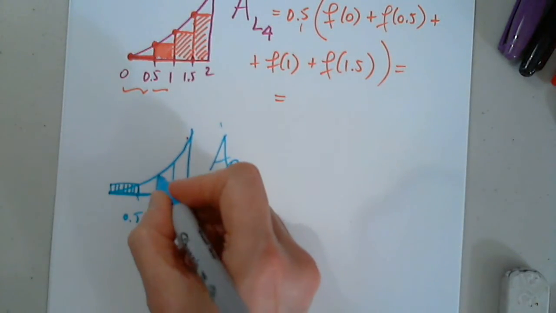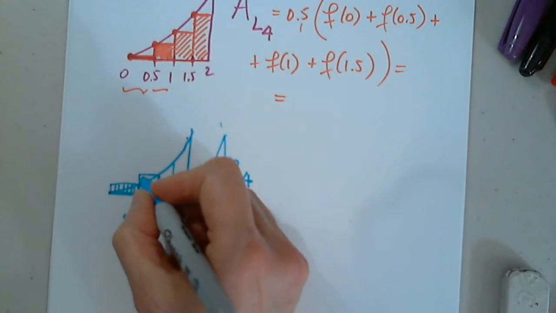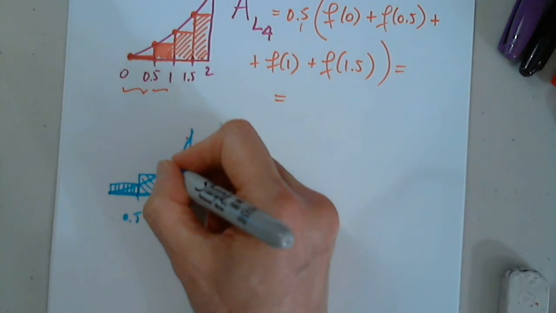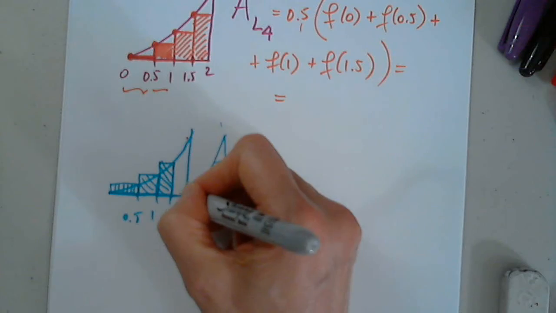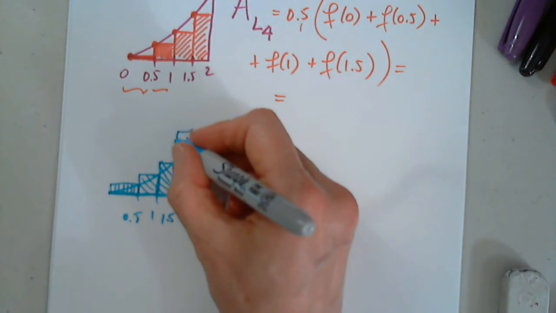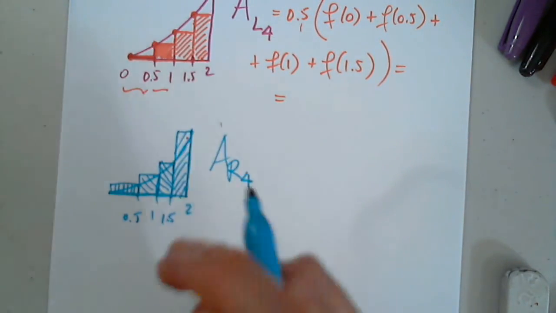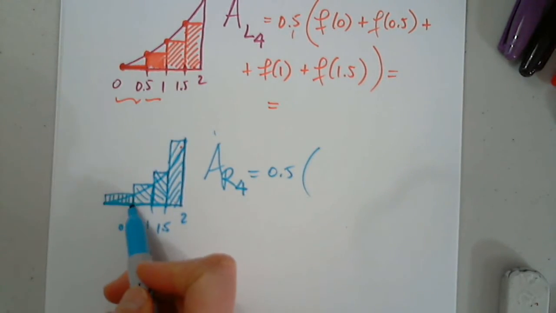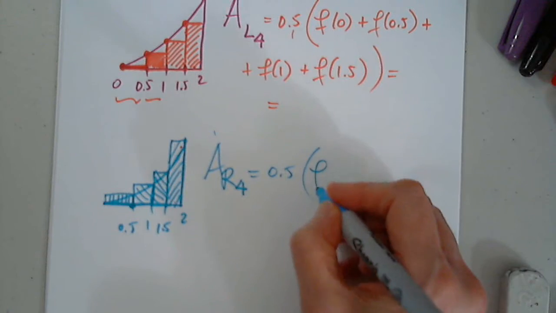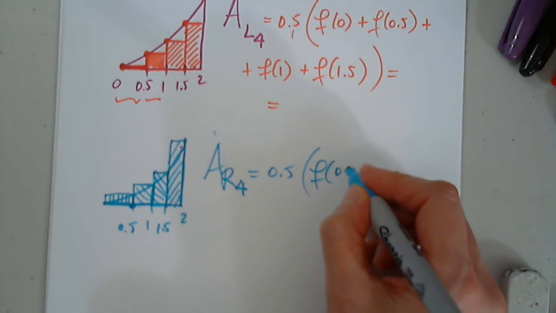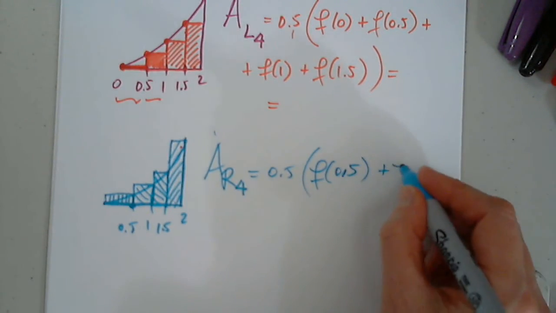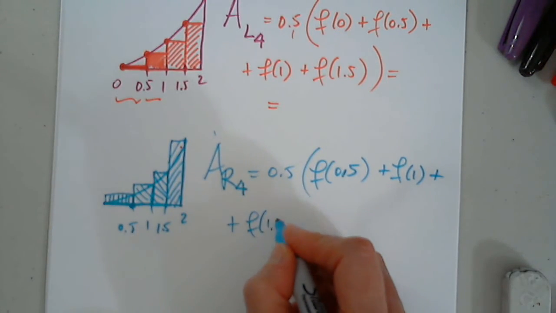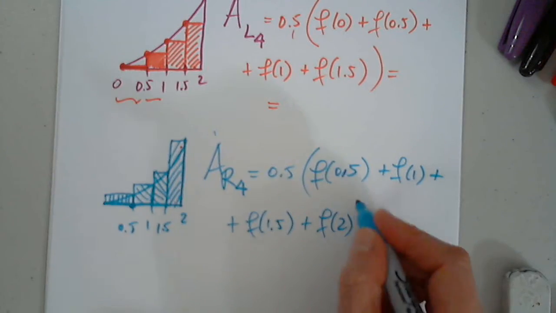Base times height. This is the rectangle now. Base, of course, times height, and this is the rectangle now. And base times height, and this is the rectangle now. So this is still 0.5 in front, but the height is here, f of 0.5 plus f of 1 plus f of 1.5 plus f of 2.